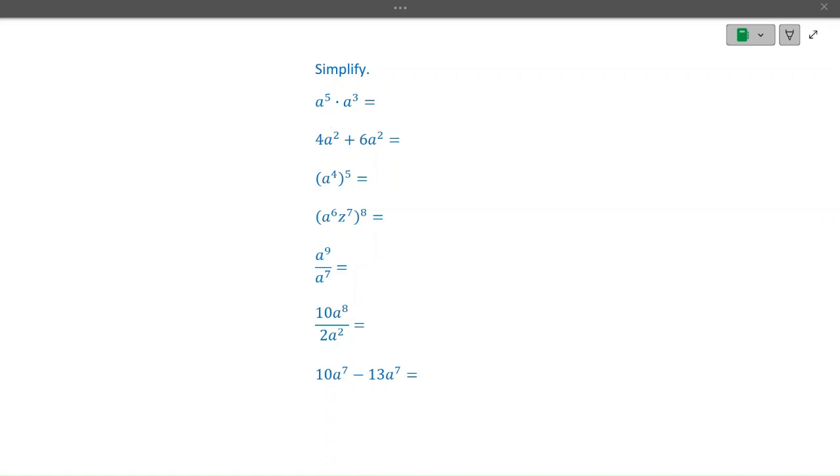We have a to the fifth times a to the third. Notice that our bases are the same. They're being multiplied. They have different exponents. We add the exponents in this rule, so we end up with a to the eighth. So we added 5 and 3 together to get the 8.